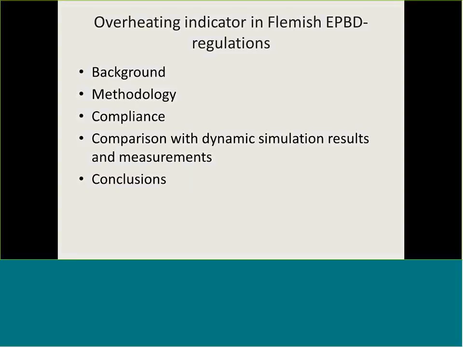So, some background about Flemish EPBD regulations. Then I will talk about the methodology that we use for overheating assessment. I will talk about compliance. I will compare the results of the simplified overheating indicator used in regulations with some dynamic simulation results and measurements, and then come to conclusions.